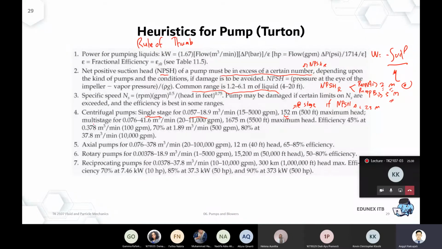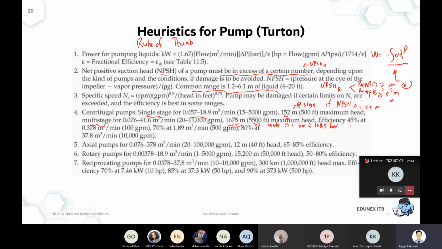Okay, now if we want to have a higher head, that means we have to use the multi-stage, and the maximum head, as you can see, can increase very significantly, even like 10 times that of the single stage pump. Okay, so how high can this be? So for water, you can increase the pressure of water from 1 bar to 168.5 bar. Okay, so that's super critical region, like really high pressure system.